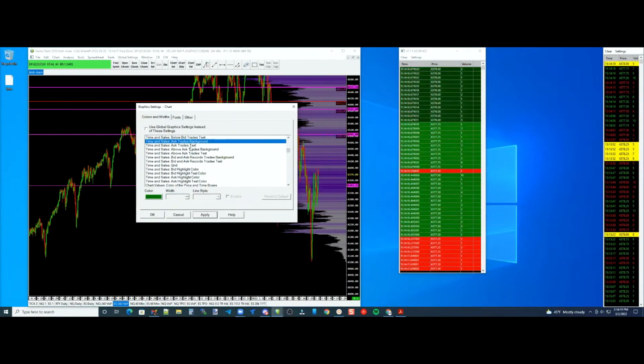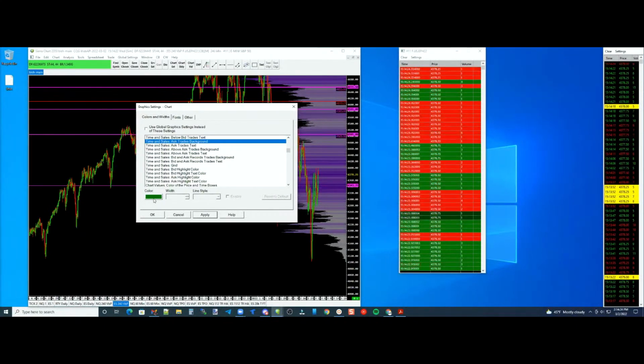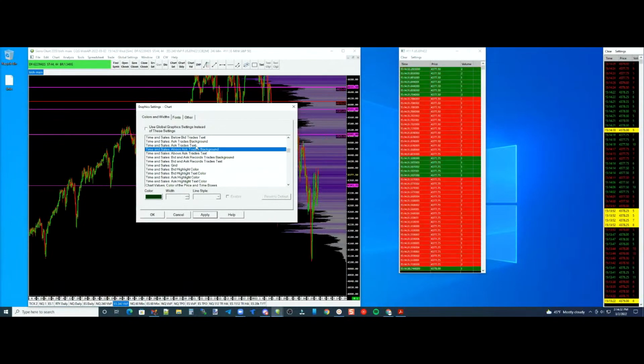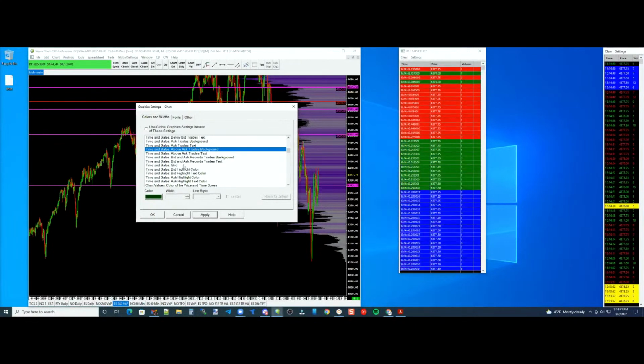Okay, so ask trades. This is buying, so it's green. Ask trades text, above the ask trades. So what would make someone buy above the current ask? Lack of record, they're sweeping the book. It's a short position covering, getting out in a hurry. Yellow on the tape.